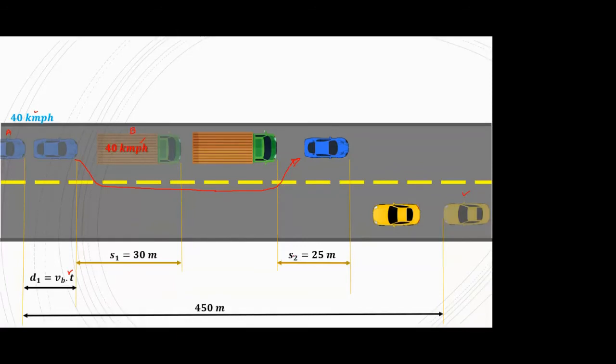So now you can see here again that 25 meters is nothing but that S distance, but now it's not the same as the initial distance that both the vehicles had. So that's why I have written S1 and S2. Okay, so S1 was 30 meter, S2 is 25 meter.